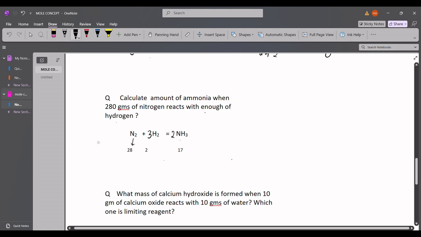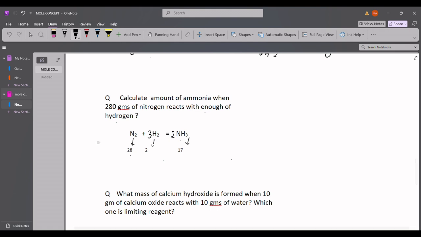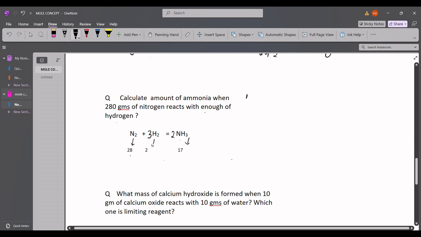The molecular masses are already given to us: 28, 2 and 70. Now we have the question that 280 grams of nitrogen reacts with hydrogen, how much ammonia will be produced? In this question we have to see that when 1 mole of nitrogen reacts, it gives us 2 moles of ammonia. So when 28 grams of nitrogen reacts, it gives us 2 into 17 grams of ammonia. So this step you have to consider very carefully.